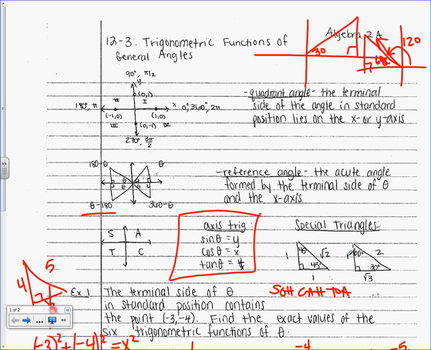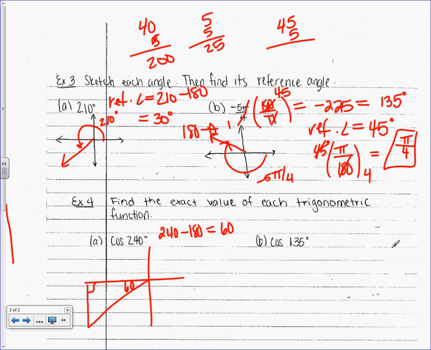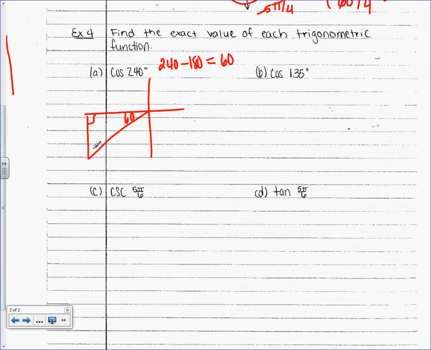Across from 30 is a 1. Across from 60 is a square root of 3. The hypotenuse is 2. Every time. No matter how I turn my triangle, those things are always true. Okay? So I always go in the same order. So for me, I started with the 30. So here's 30, right? The side across from 30 is a 1. The side across from 60 is a square root of 3. The hypotenuse is 2. Are you okay with what I just did?